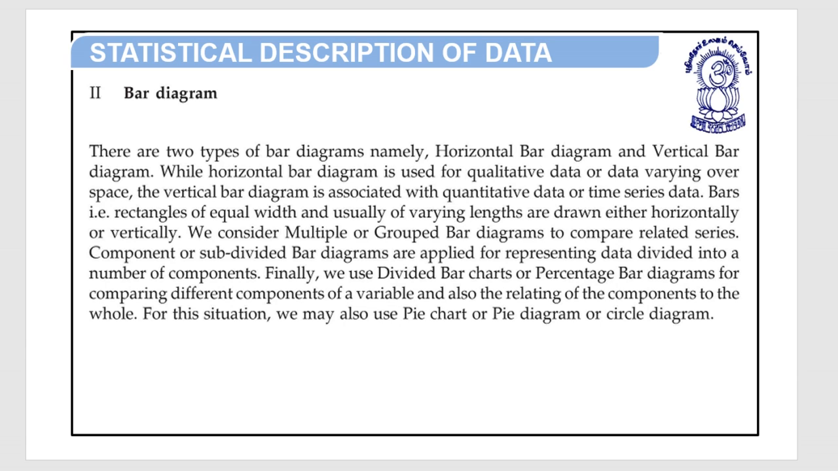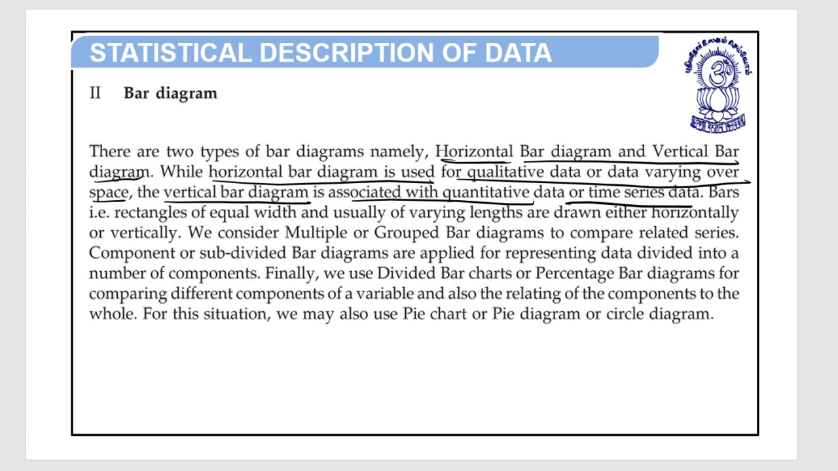Second is the bar diagram. There are two types of bar diagrams, namely horizontal bar diagram and vertical bar diagram. While the horizontal bar diagram is used for qualitative data or data varying over space, the vertical bar diagram is associated with quantitative data or time series data. Bars, rectangles of equal width and usually of varying lengths, are drawn either horizontally or vertically. We consider multiple or group bar diagrams to compare related series.